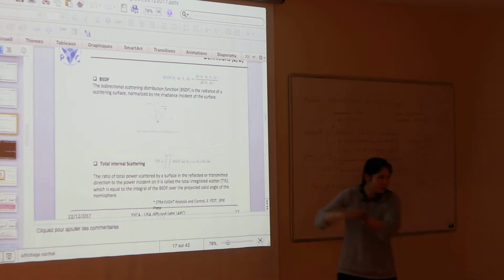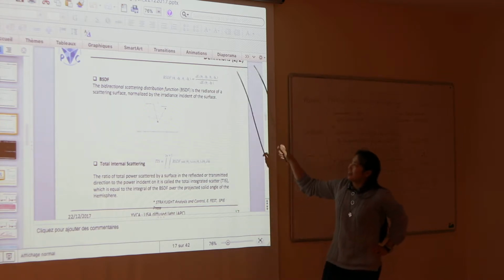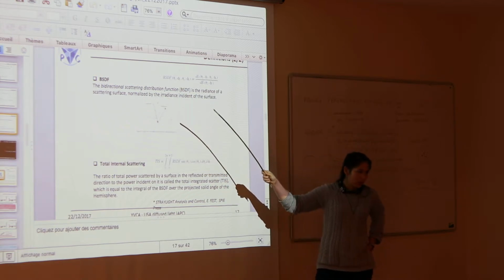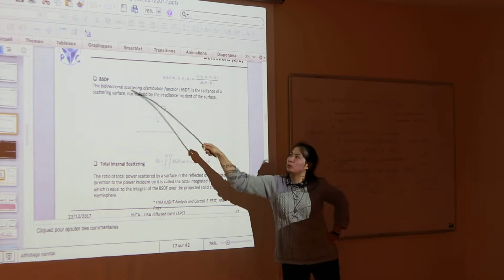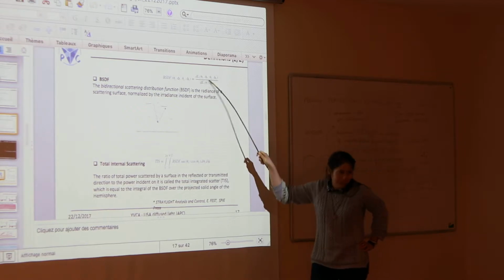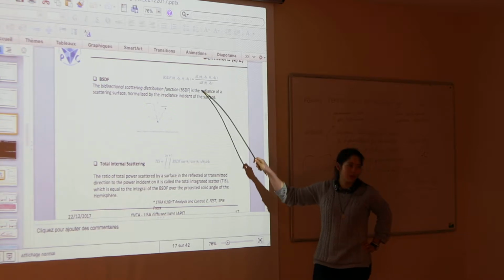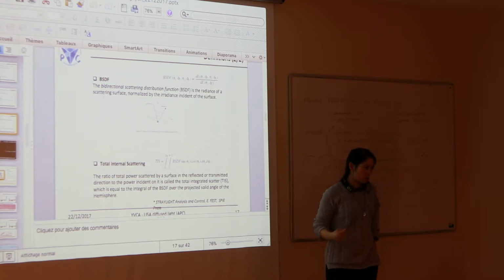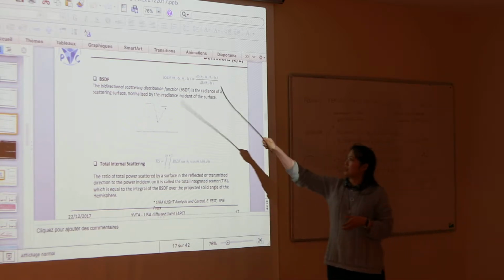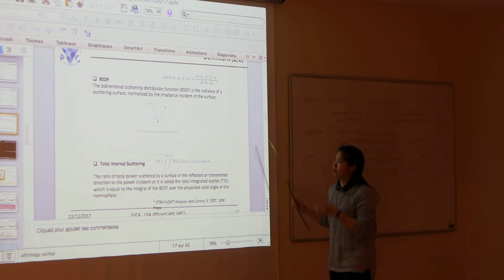BSDF. So BSDF is the most important instrument in stray light. It stands for bidirectional scattering distribution function. You can see BRDF, which is for reflection here, and it is the radiance of the scattering surface normalized by the irradiance incident on the surface. So roughly it is a transfer function between the power incident and the power scattered. I think this is the most important in stray light, and TIS too, but BSDF is.